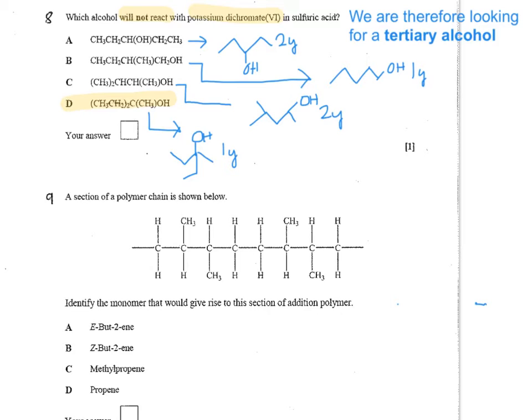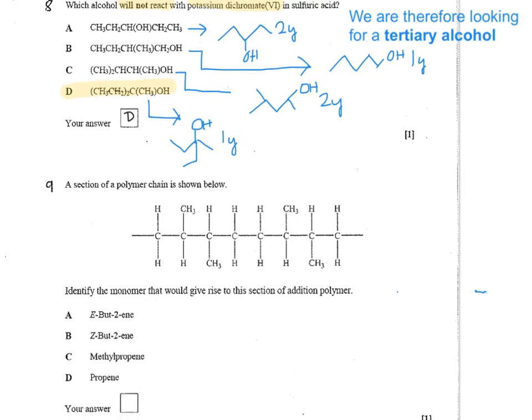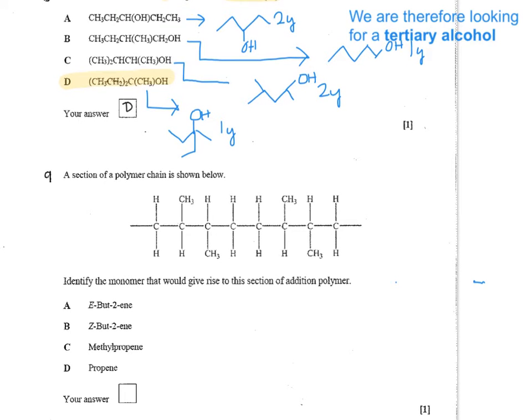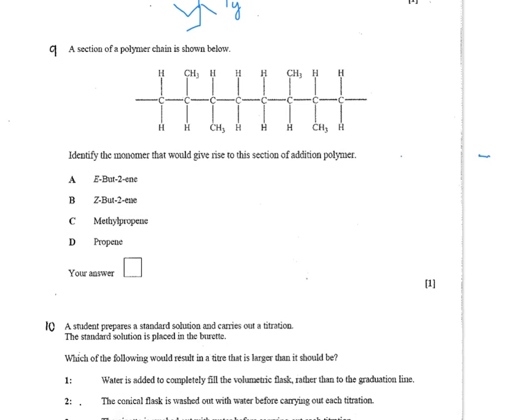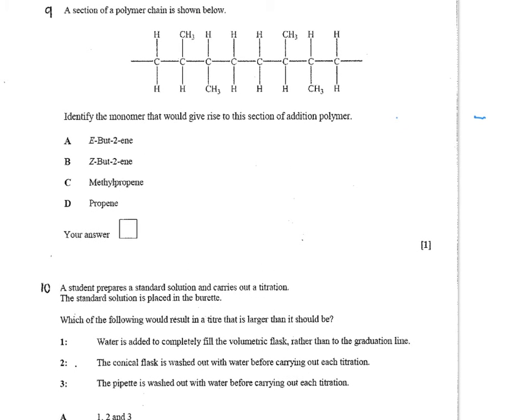So we're now almost there in terms of at least the multiple choice section. Now if I was to move the page up a little bit, like so, there's a section of a polymer chain shown below. And what they want is the monomer. In other words, that's the alkene.